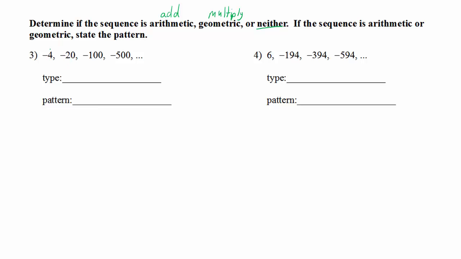So when we look at number 3, -4 to -20, -20 to -100, and -100 to -500, to get the next number, we are multiplying by 5. And so that is a geometric sequence whenever I multiply by something. And then to state the pattern, I would just say that you multiply by 5.